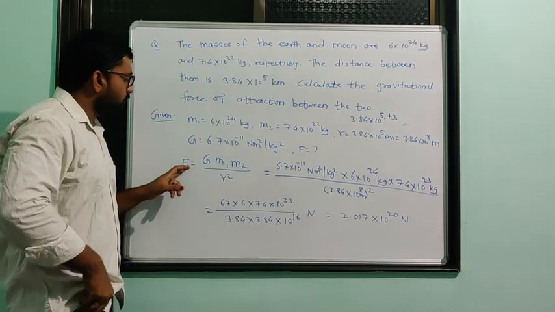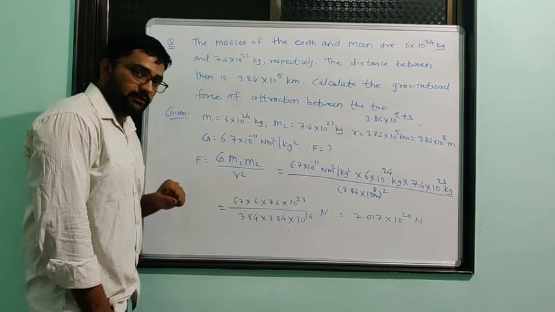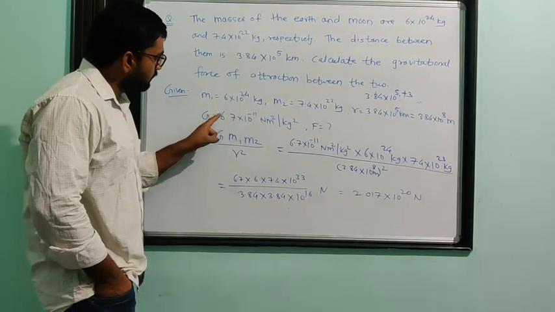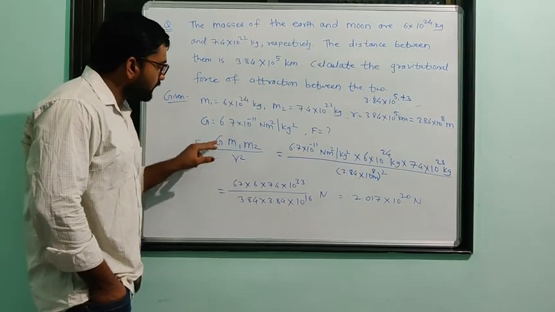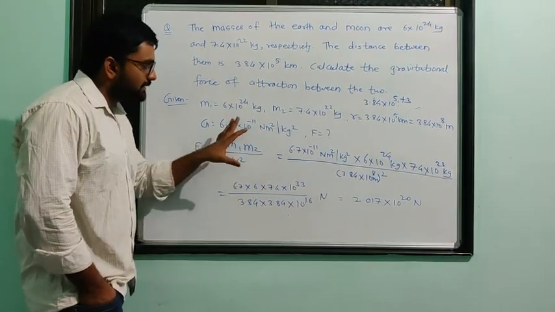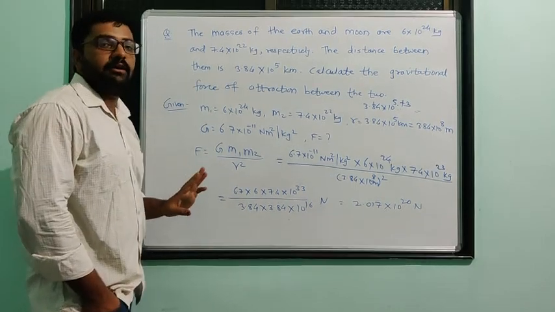So this force will be equal to capital G m1 m2 divided by r square. We have G, we have m1 m2, and also we have r. So all these values we have. Just we have to put all these values in this formula, then we will get our answer.